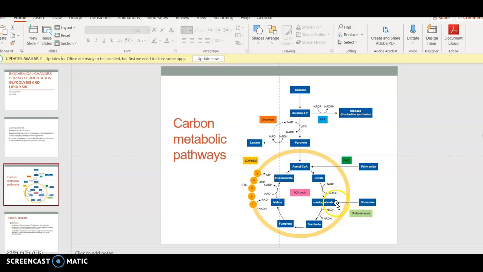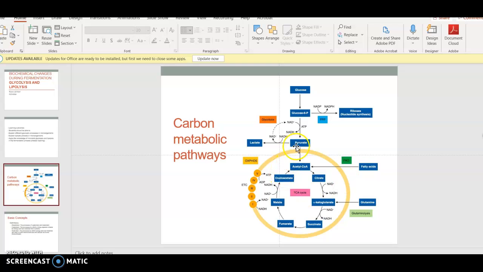For example, alpha ketoglutarate can be converted into glutamine and also glutamate. Acetyl-CoA can be converted into some kinds of amino acids as well. And we also learned that fatty acids can be derived from acetyl-CoA. So all the metabolic reactions can meet at some point, they can converge and they can diverge at some point.